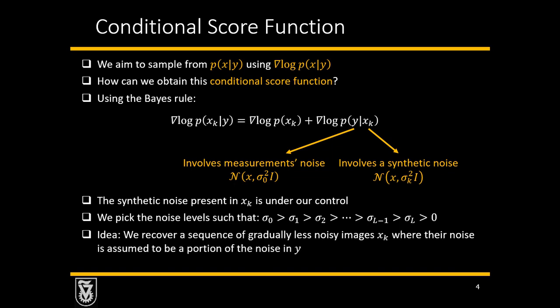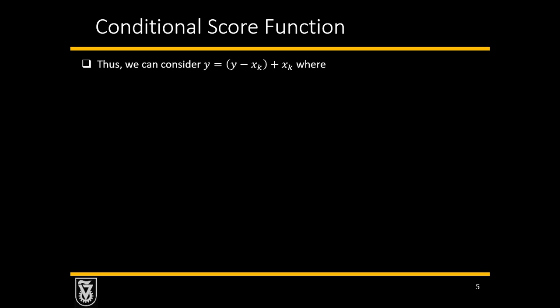Now, our core idea here is that we want to recover a sequence of gradually less noisy images x_k, starting from y and going down to near x, where the noise is assumed to be a portion of the noise in y. That means we take y, and during this algorithm we peel more and more layers of noise from y. So the residual between y and x_k is actually just noise, and it is independent of the noise that it is built upon. It is independent of the noise in x_k, it is independent of x_k itself. And its variance is just the difference in variances.